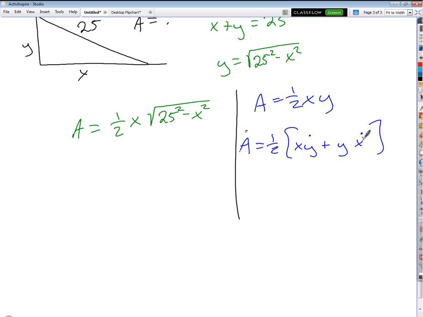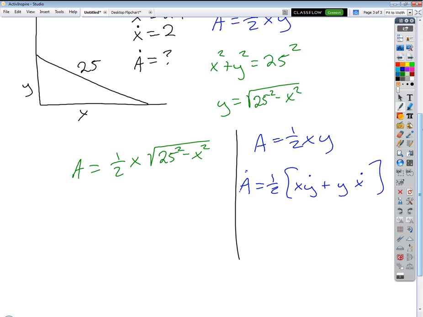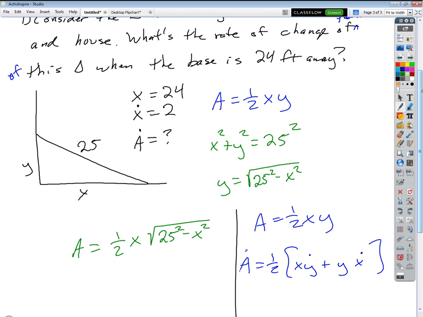Okay. Now, that doesn't look so bad, right? The derivative's pretty easy. It's just a matter of, can we find the stuff to plug in? We're not given y or y dot, but it was really easy to find y, wasn't it? Yeah, y was no big deal. In fact, we can do that again.